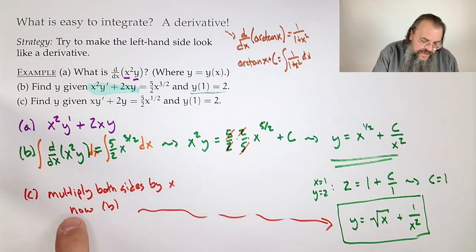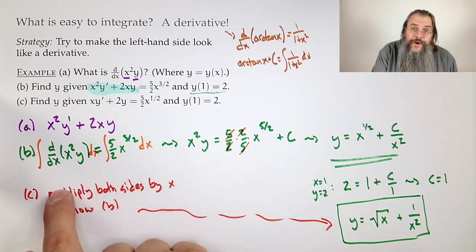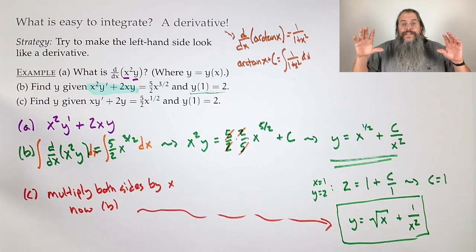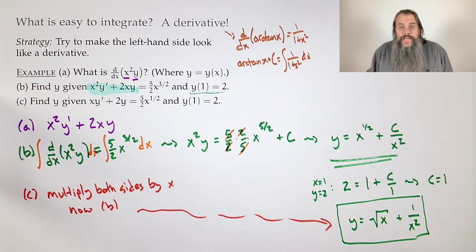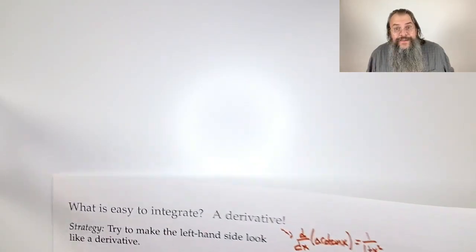And so we want to get to the stage where we can say, okay, we need to multiply both sides by the right thing. What is that? And so that is where we're going next. And it has a name. We call it an integrating factor.